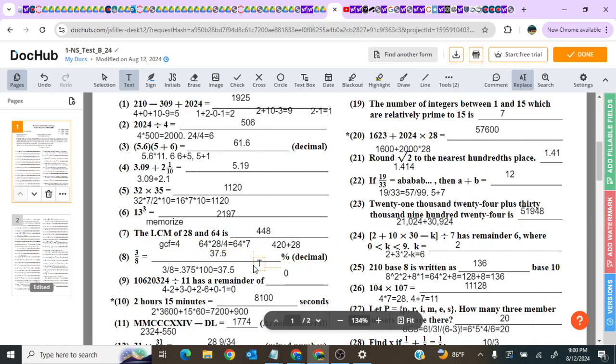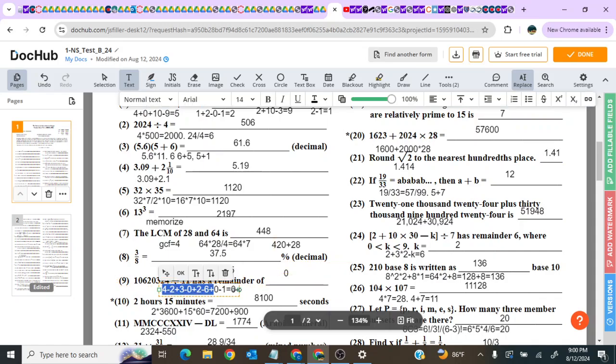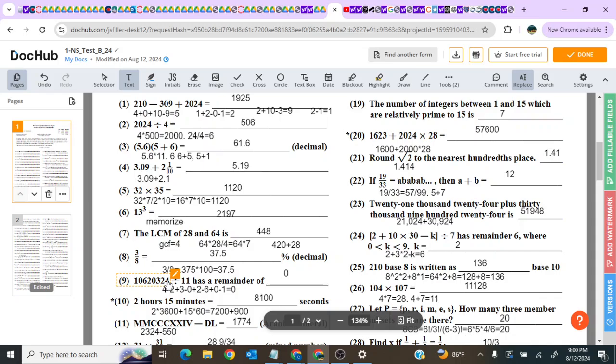3 over 8 is what in a percent? Well, 3 over 8, if you convert that to a decimal, you get 0.375. Multiply by 100 to turn into a percent, 37.5%. Okay, then there's your dividing by 11 remainder trick, which means you alternate adding and subtracting each number. So 4 minus 2 plus 3 minus 0 plus 2 minus 6 plus 0 minus 1. Do all that, keeping track of it as it goes. So 4, 2, 5, 5, 7, 1, 1, 0. Remainder of 0.